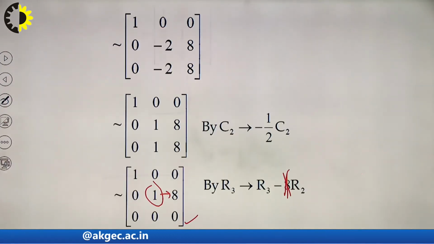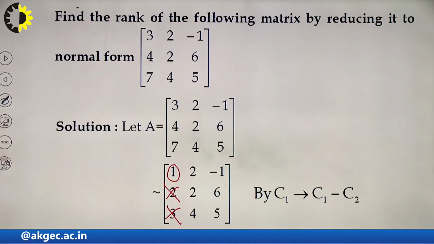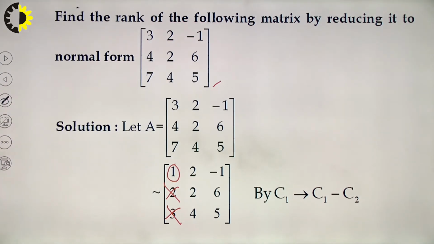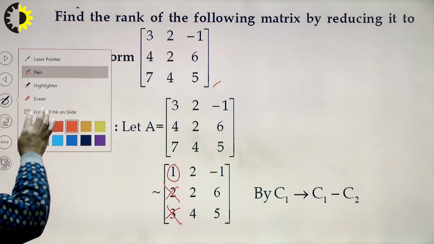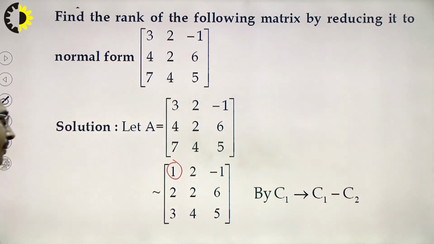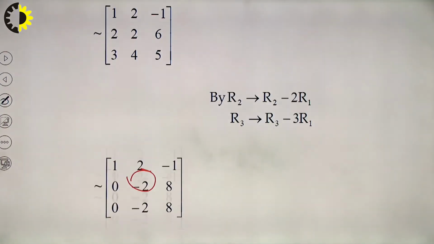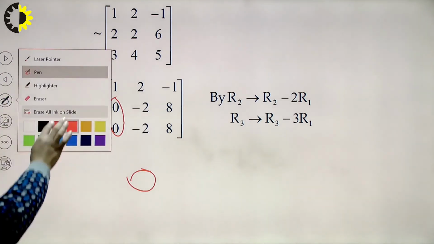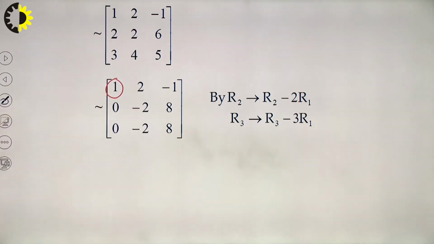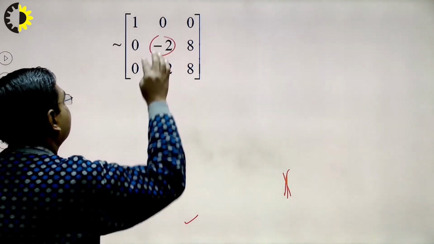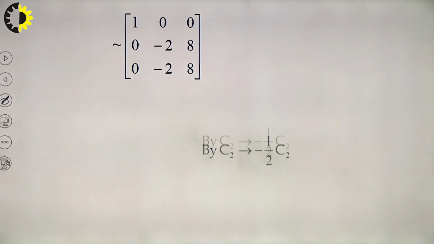Let me sum up once again what is done in this example. This matrix was given. We were trying to find its rank by transforming it to normal form. First of all, I converted this first element to 1. With the help of this element, remaining elements of the first column are converted to 0. Then with the help of this one, remaining elements of the first row are converted to 0. Then this element was converted to 1.